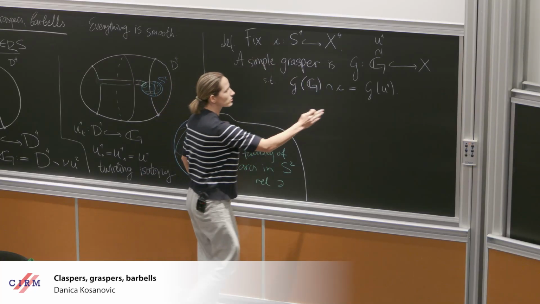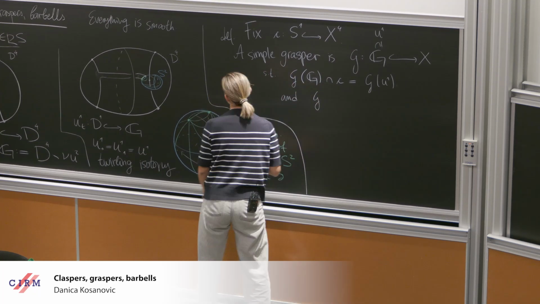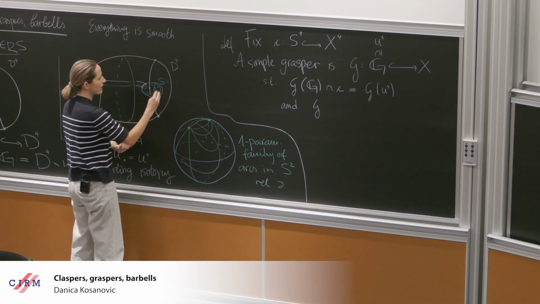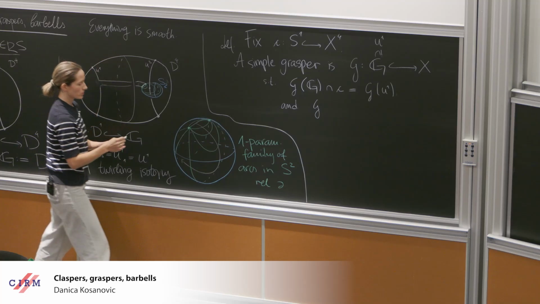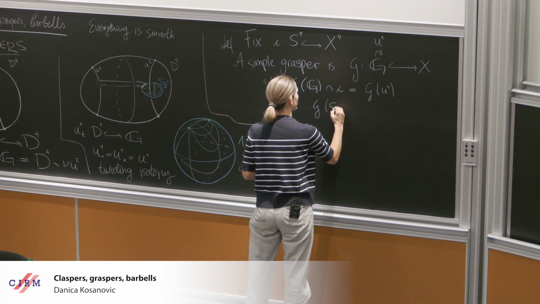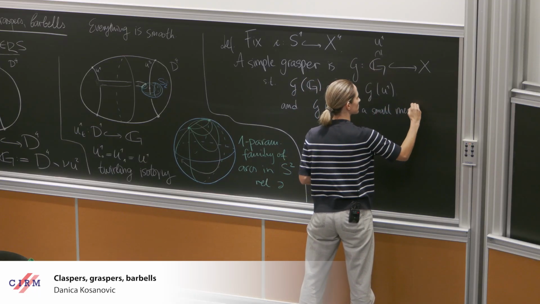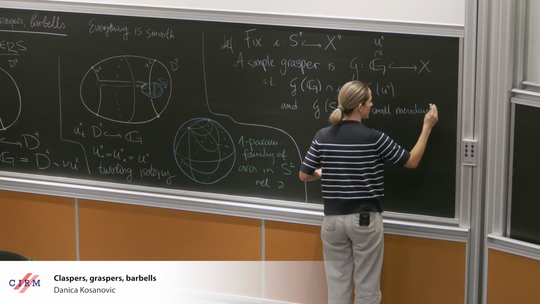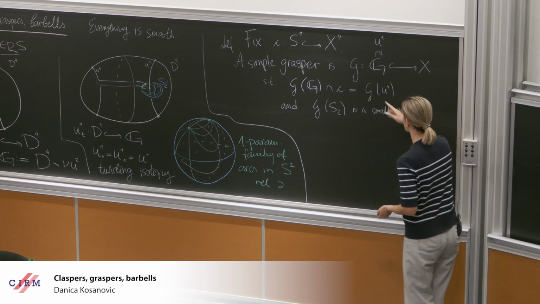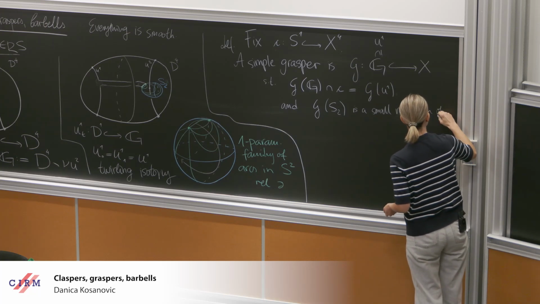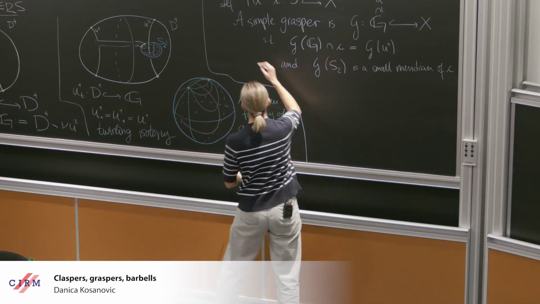Fixed circle, yeah. And another condition is that I want G of this S2. So, this is a 2-sphere that I denote as S2 because this is my U2. G of S2 is a small meridian of C. I mean, it doesn't have to be small, but it bounds a 3-ball that intersects C in one point, a small meridian of C. So just think of it as a small meridian. And then we have, so this is the first part of the definition.